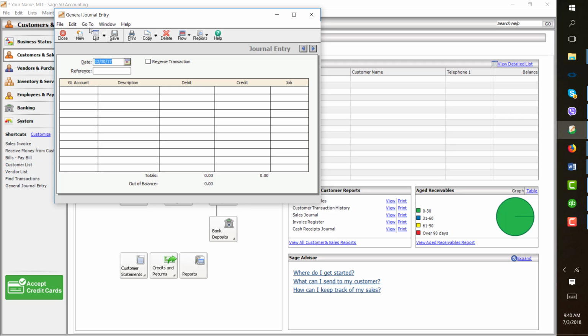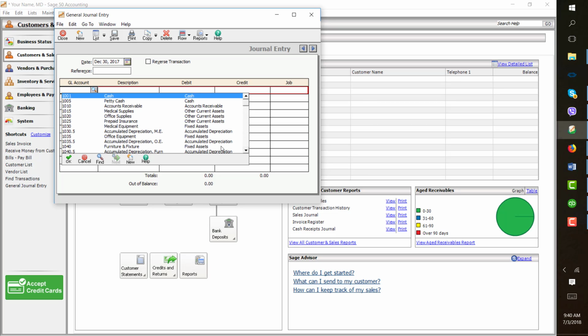Now, Peachtree or Sage 50 software may have a version wherein you do not need to make journal entries for bank service charges and interest income. But in this illustration, Sage 50 software did not provide us a cell to enter those service charges, so you will need to record a journal entry for that.